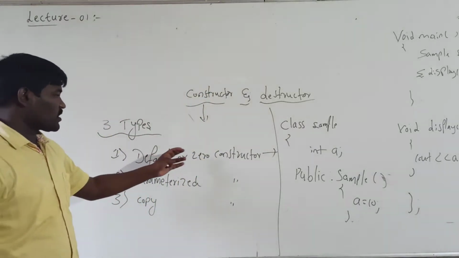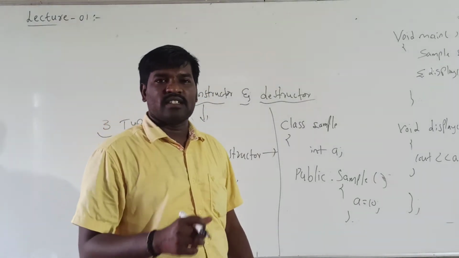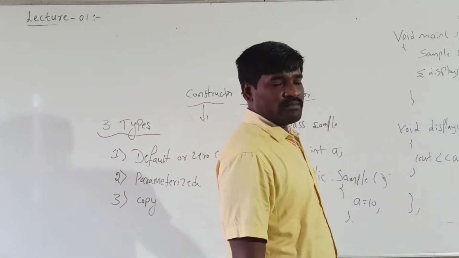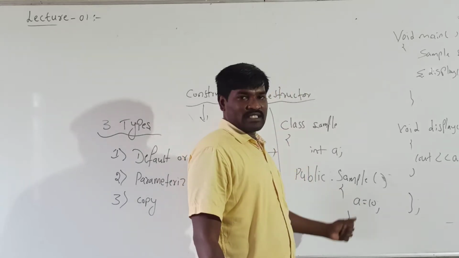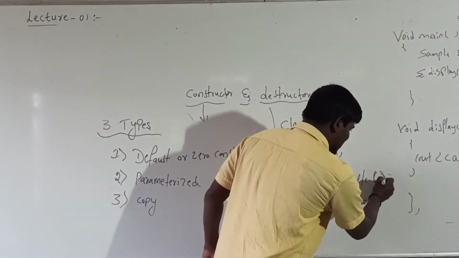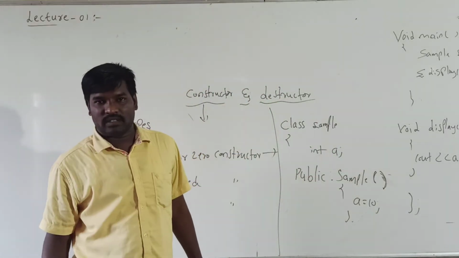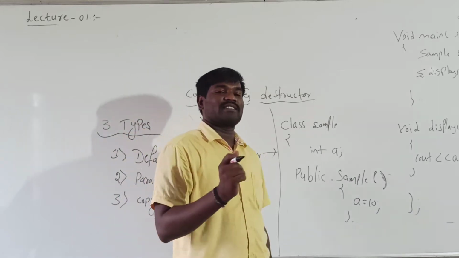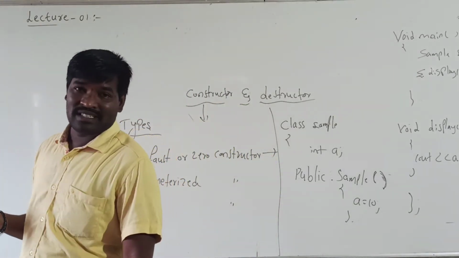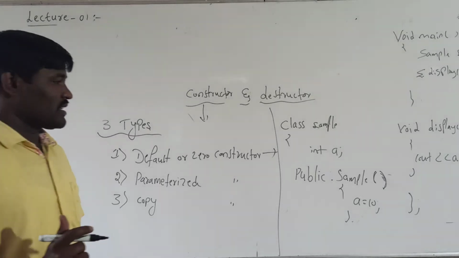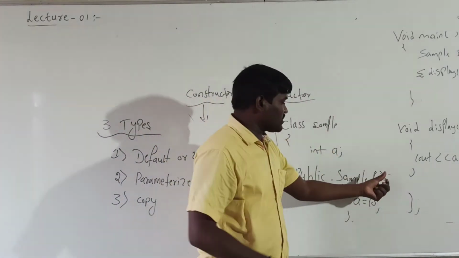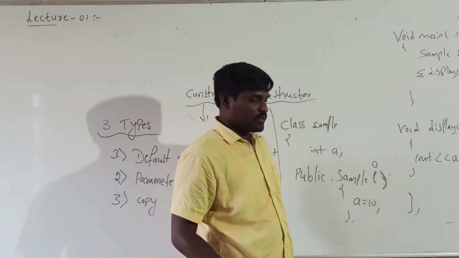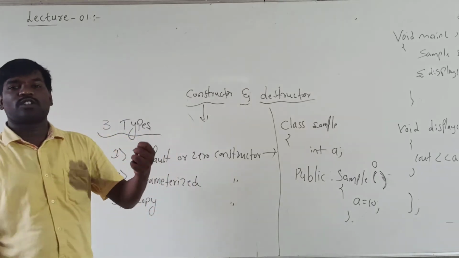See here, a default or zero constructor means a constructor which does not take any argument. In this program, which is the constructor? Sample is the constructor. Within this bracket, I have not mentioned any variable. Arguments mean the function must consist of some declaration of variables like int a, float b, char c, double d, etc. But this constructor does not have any arguments, which means zero arguments. That's why it is called a default or zero constructor.